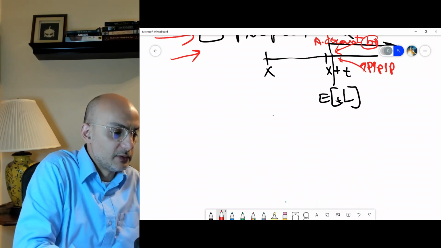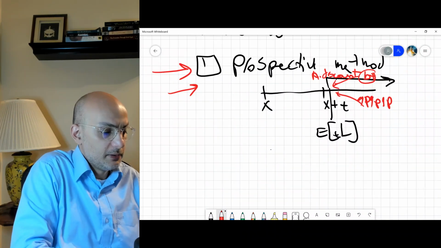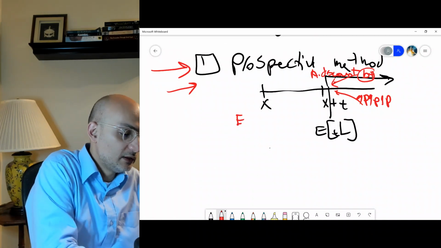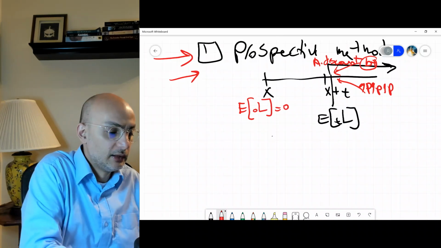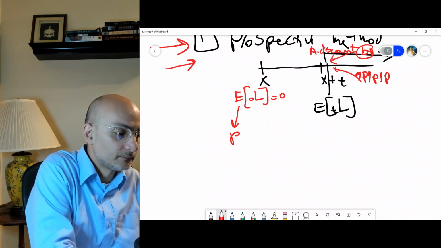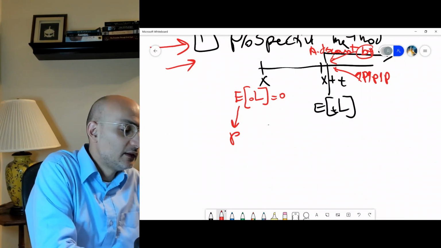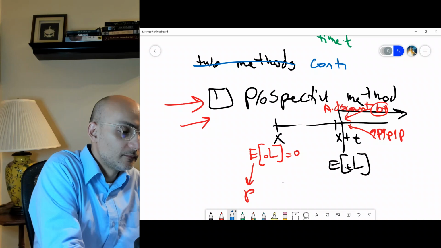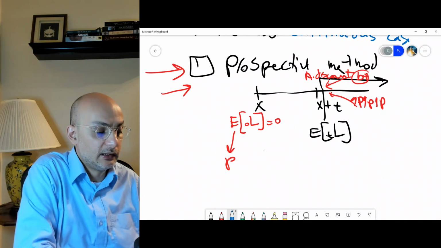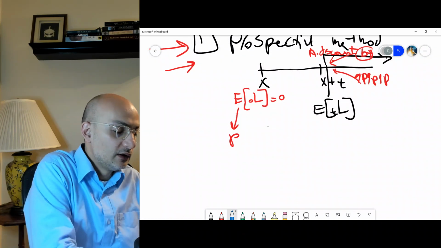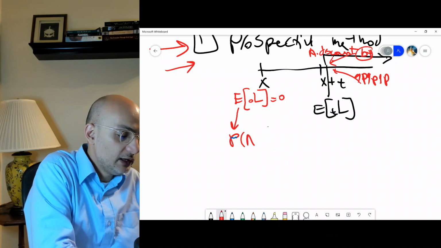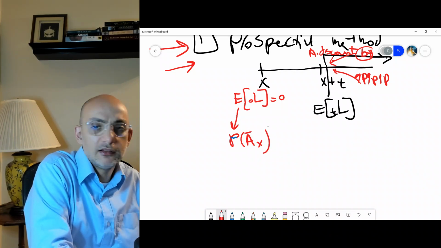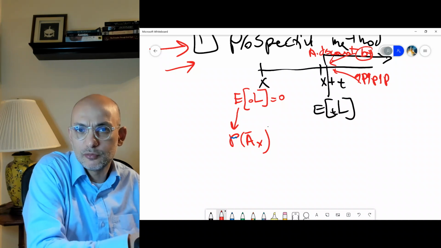Now let's look at this method here. Remember, here at time 0, the expected value of L at 0, we already calculated. We set it equal to 0 to compute P. From here, you compute P, right? And let's focus now on the continuous case. In the next session, we look at the discrete case. Now you calculated P of A_x bar, and you find it to be a fixed number, 10 cents, 5 cents, whatever, right?